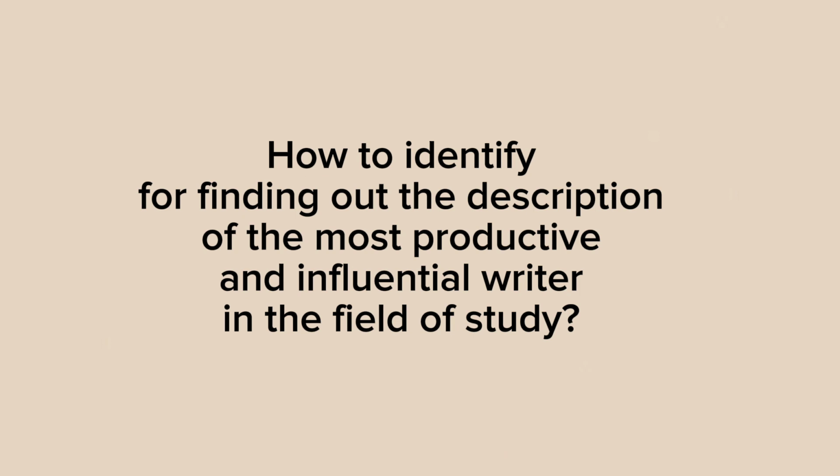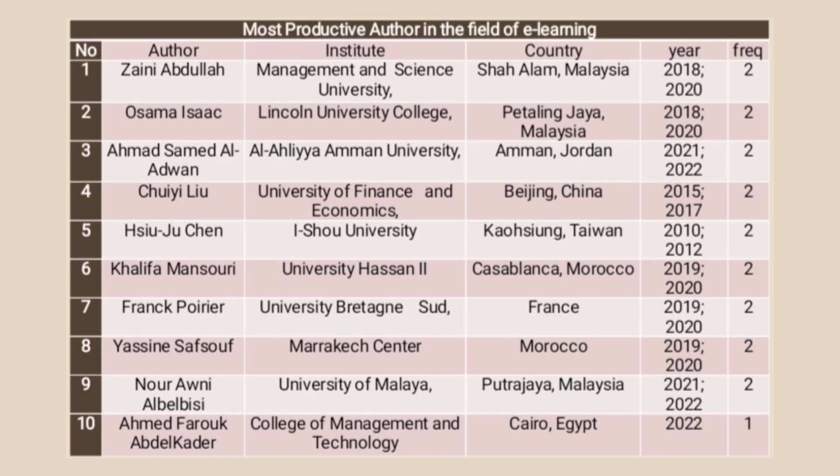Second, how to identify the most productive and influential writer in the field of study. The author's work is the most productive and influential in e-learning. From the picture, we can see that Zaini Abdullah, Osama Ishak, Ahmad Samit Al-Adwan, Cui Liu, and Si Ju Chen are the most influential researchers with the maximum number of scientific contributions.